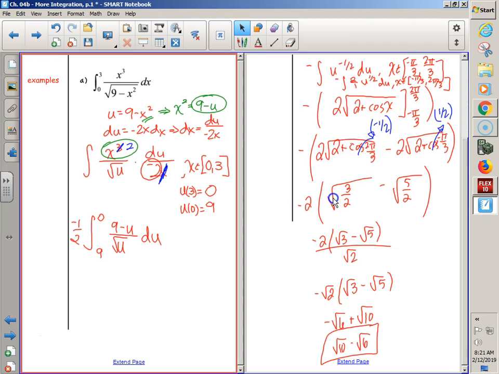So what do we do? Well, you can say 9 minus u times u to the negative 1/2. Does this mean the same thing as that? Yes. And then you have to distribute. That's one way. You could do 9 minus u times 1 over root u. Is that the same thing? Yeah. And then you could distribute. Or you could do 9 over root u minus u over root u, distributing the division. They both get it.